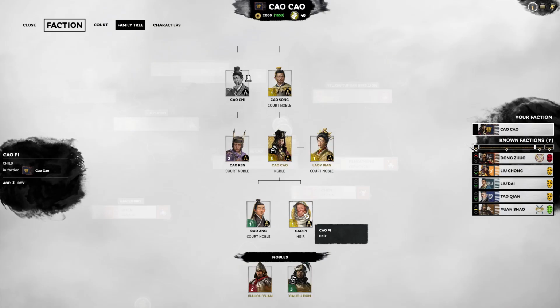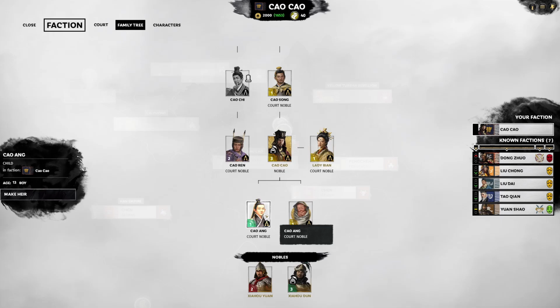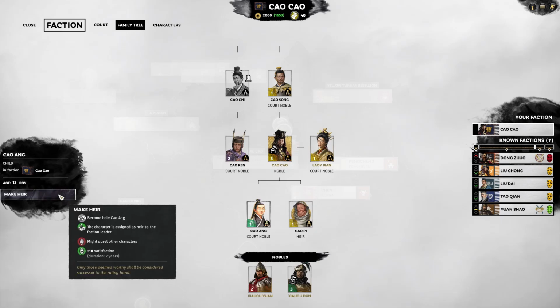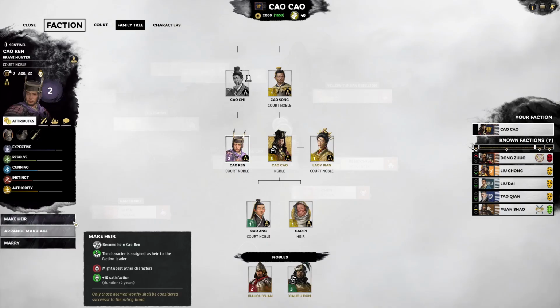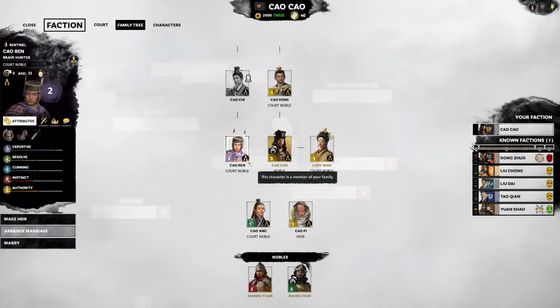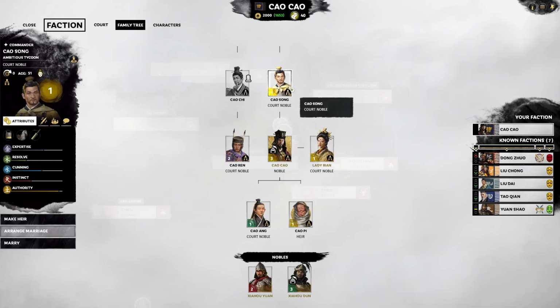So what you need to do is change heir. And it's actually quite easy to change heir in the game. You have to go to the family tree. As you can see, whoever we hover, you have this button that says make heir. You can only make family members heir. So they have to have the symbol, this character's member of your family, or the ruling family symbol, for them to become your heir. You can pick your father if you want.